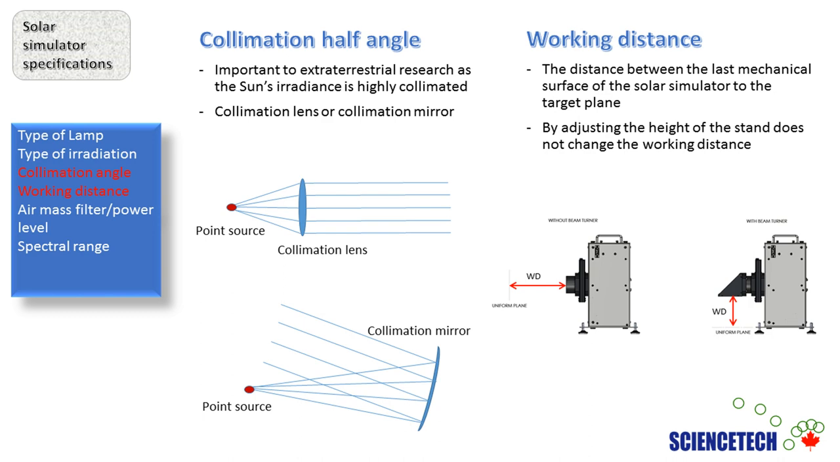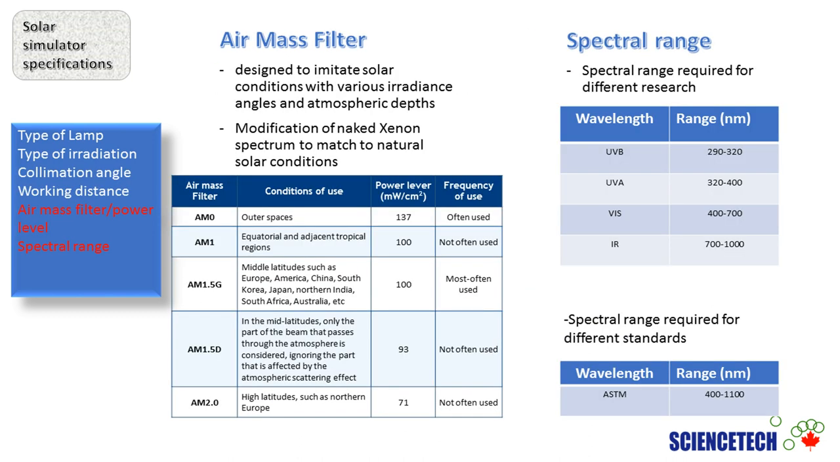Now next, we want to talk about air mass filters. One of the key components in a solar simulator is the air mass filter, installed to mimic the solar spectral distribution. These filters are included with the light source of the solar simulator so that the xenon spectrum will be filtered and adjusted to produce a spectrum closely matching the sun.